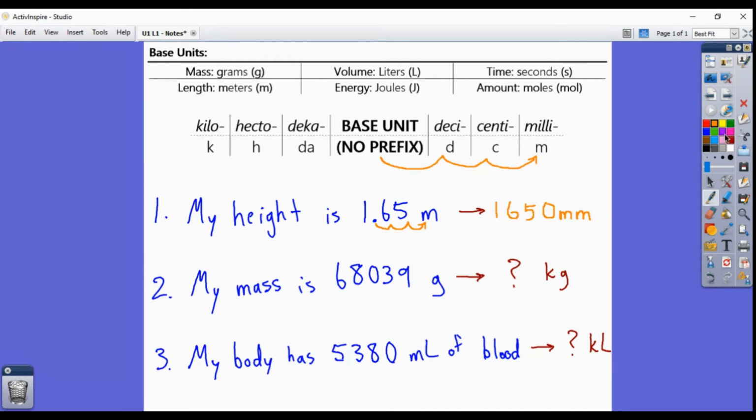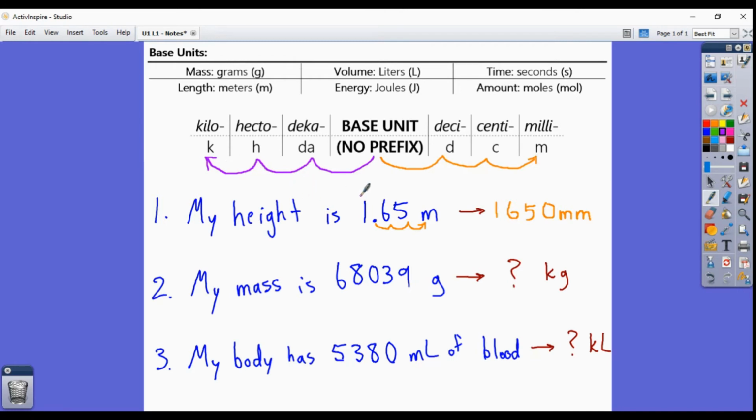Well, let's do another example. Change colors here. So my mass is 68,039 grams. Well, kind of like this, I can't really imagine what that would feel like to have 68,000 grams of something. So I'm going to change this to kilograms instead. Okay, grams is a base unit just like meters. So I'm starting from this center point here, and I'm going to make this kilograms. So I'm going to go 1, 2, 3 spots to the left on my chart.